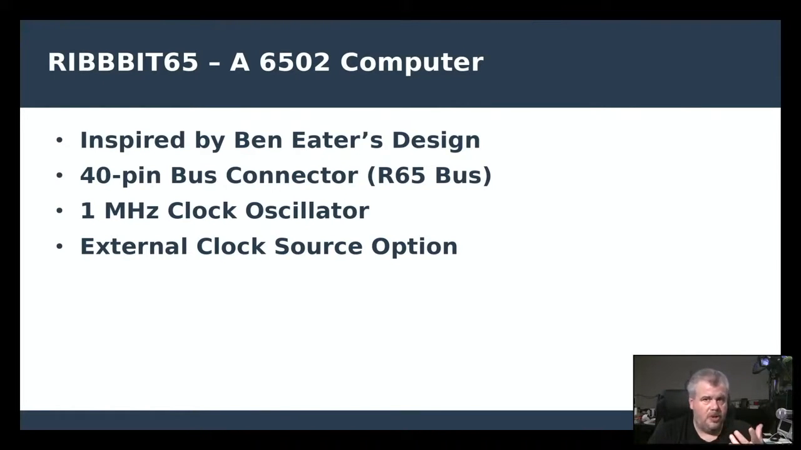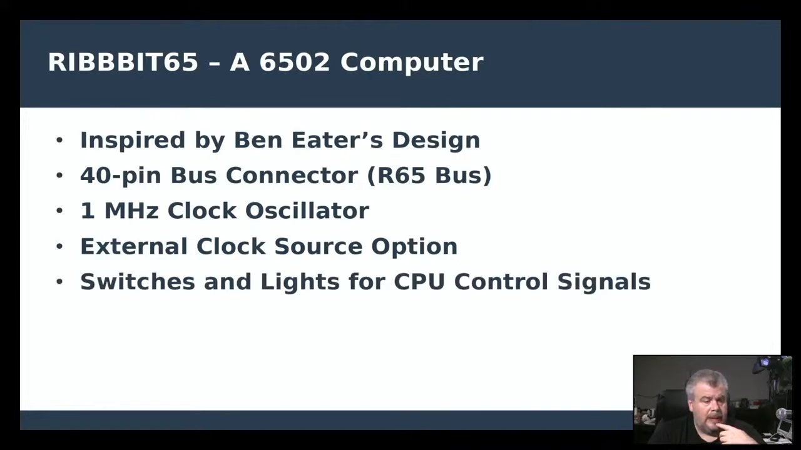So the idea there is, if you have watched Ben Eater's video series on Hello World from scratch, he's built a clock module to allow him to run the 6502 much slower, or single shot the clock on it. So I wanted to have that capability because the RIBBIT65 is kind of an educational machine. So having that capability there is useful. There's some switches and lights for the CPU and control signals.